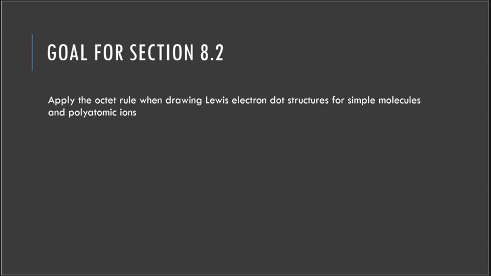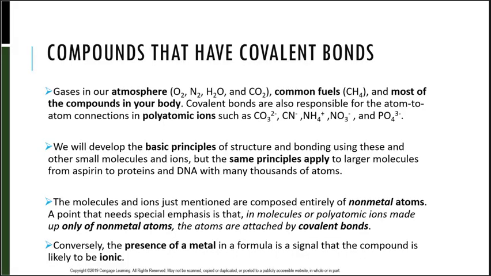Welcome back to section 2. We're going to apply the octet rule and draw Lewis electron dot structures for simple molecules and polyatomic ions.